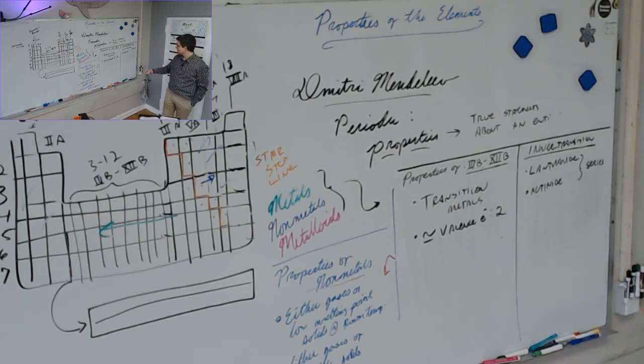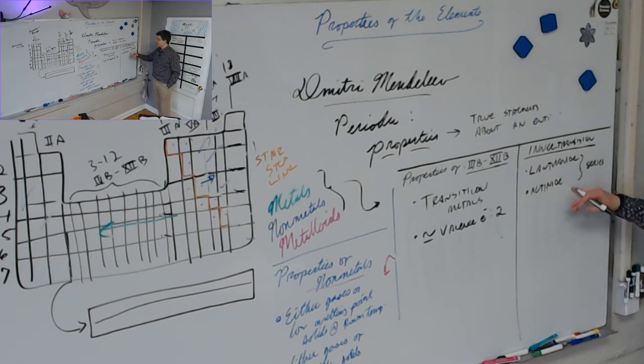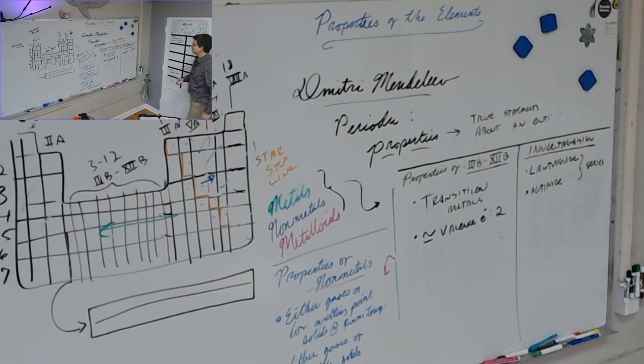Those are sometimes called the inner transition metals, and they're the lanthanide and the actinide. You should probably know which one's which, but it's really not very hard. Lanthanum and all those after it are the lanthanide series, and actinium and all those after it are the actinide series.